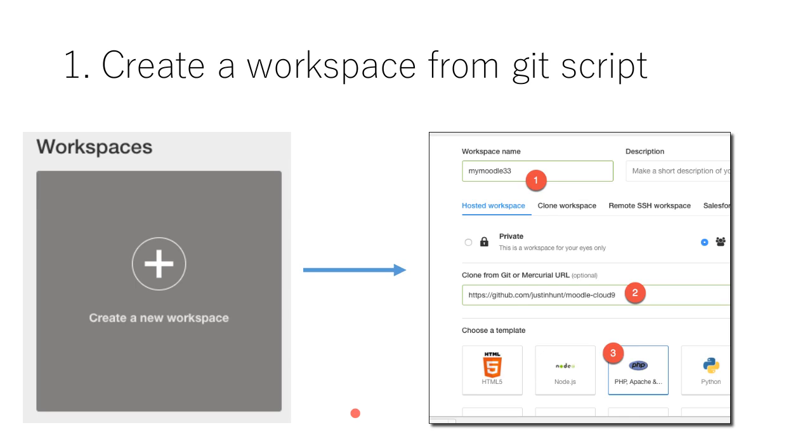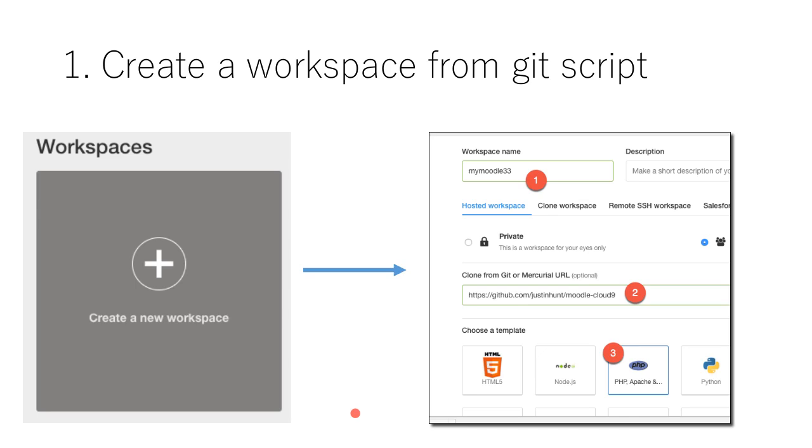So what does it look like when we do this? Well, the first thing we do is we click on the Create a New Workspace icon or block in Cloud9. Then we enter the workspace name. We need to remember that because we'll need that later. And then we enter the GitHub URL that we're going to clone from.